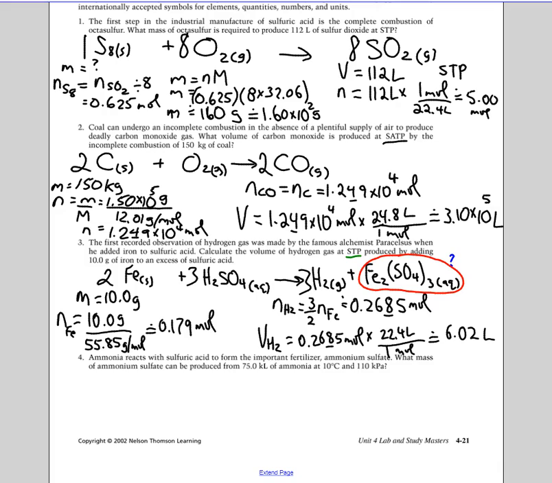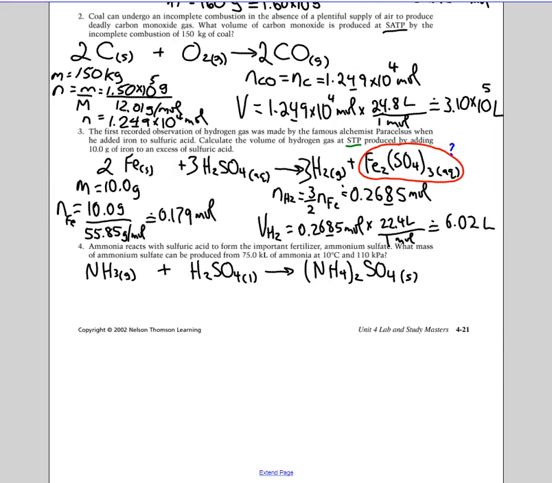and in this case we would multiply by 3 and divide by 2, or multiply by 1.5 and then apply the 22.4 liters per 1 mole standard temperature and pressure molar volume to that amount. We get 6.02 liters. Alright, here is our reaction equation once again.